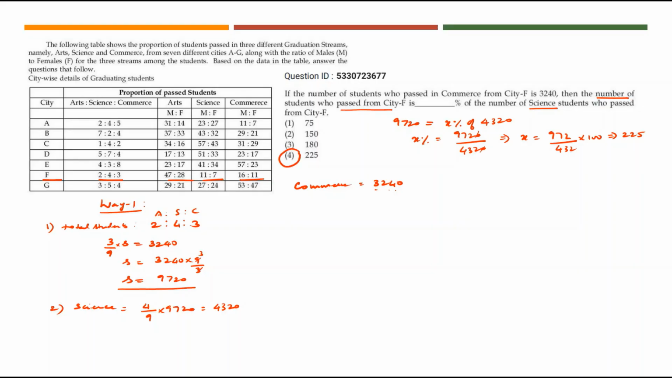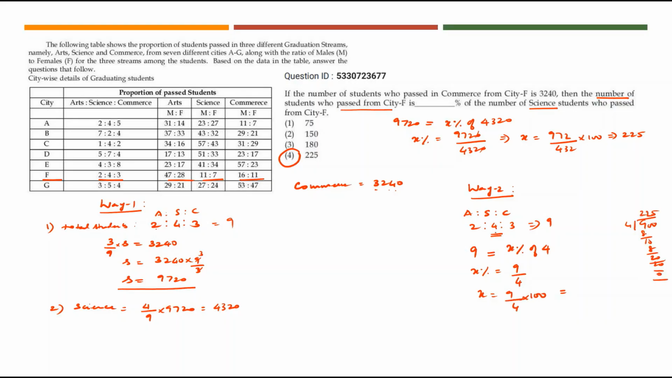There is also another way to do this. So let's take the ratio of arts, science and commerce. It is 2:4:3. What is the total count? 2 plus 4 is 6, 6 plus 3 is 9. The number of students who passed from city F can be taken as 9 is equal to X percentage of. So out of the total number 9, how much is for science students? 4 is for science students. So it is X percentage of 4. From this you can find X percentage is equal to 9 by 4. So X is equal to 9 by 4 into 100. This will give a value of 225.